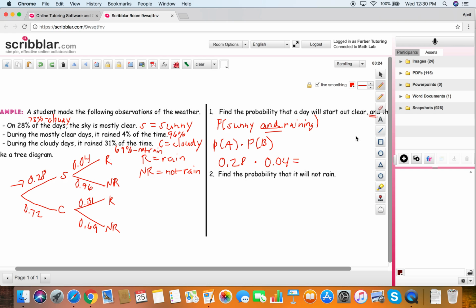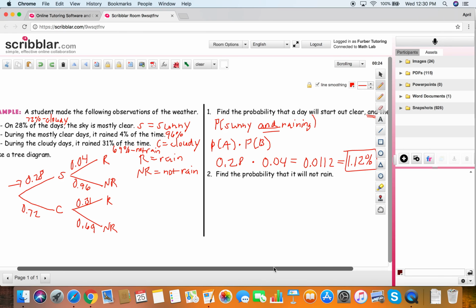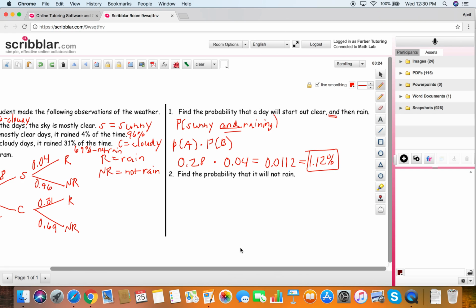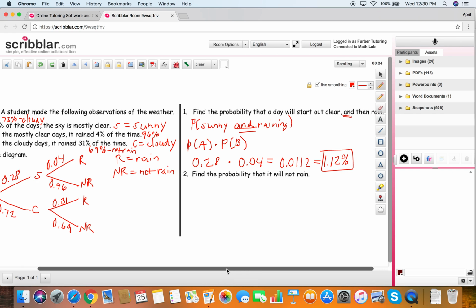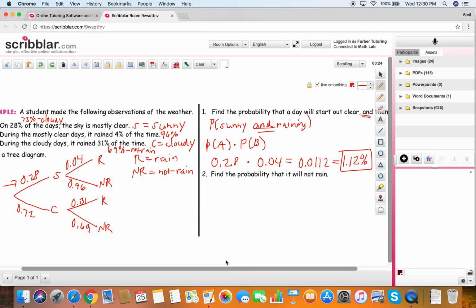If I multiply those together, I'm going to get 0.012. I'm sorry, 0.0112. If I move that decimal, that means I only have a very small chance of it being sunny and raining. Okay? It's going to be only a 1.12% chance.